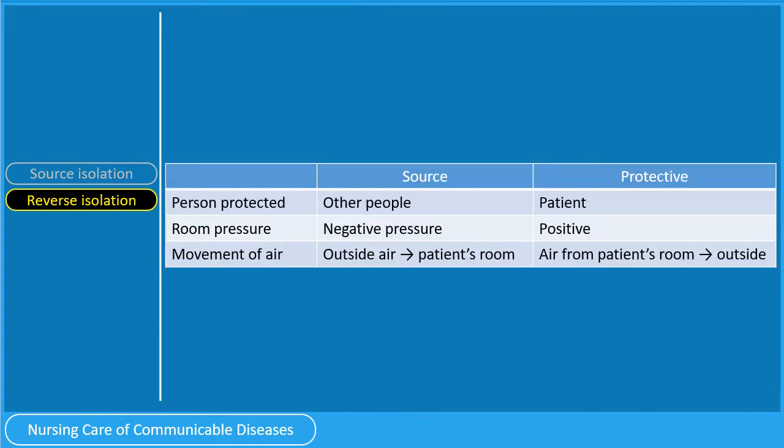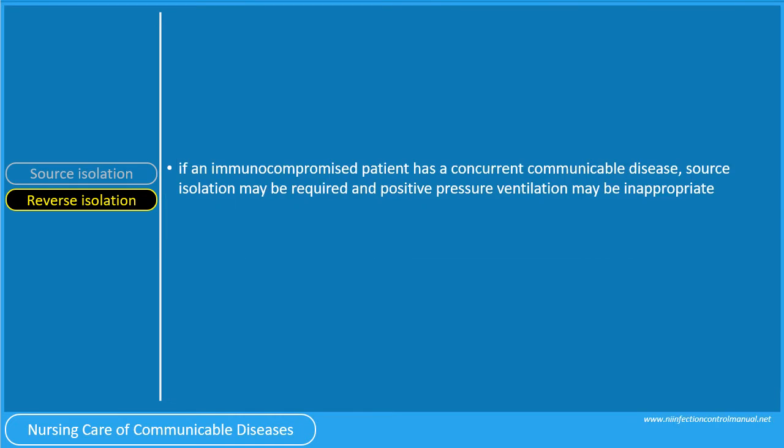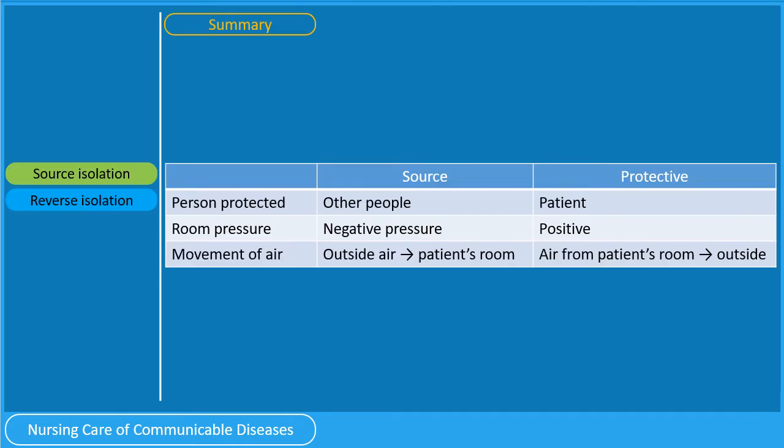Where possible, this room should have an anti-room, positive pressure ventilation, and HEPA-filtered air. Since there is positive pressure in protective or reverse isolation, using principles of physics, the movement of air would be air from the patient's room going to the outside. This prevents contaminated air from the outside from entering the patient's room. Thus, the person protected in protective isolation is the patient. If an immunocompromised patient has a concurrent communicable disease, source isolation may be required and positive pressure ventilation may be inappropriate.